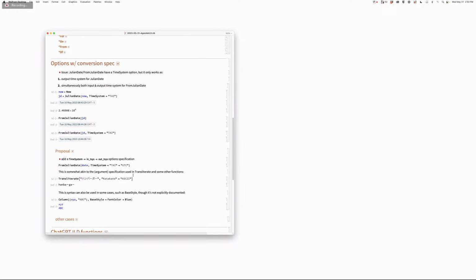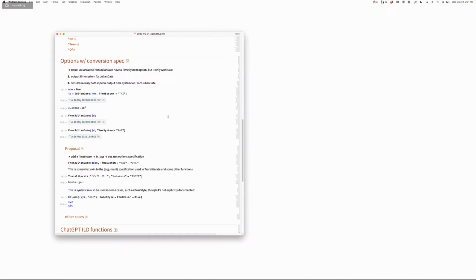Options with a conversion spec. So this was something Jose and I had discussed a while ago. The specific instance that kicked this off is that Julian date and from Julian date are functions that have a time system option, but because we don't have a dollar time system, we run into the question: is the time system an input or output time system? And it's potentially useful to be able to change either one of those. The idea of adding another global dollar variable feels a bit old fashioned.